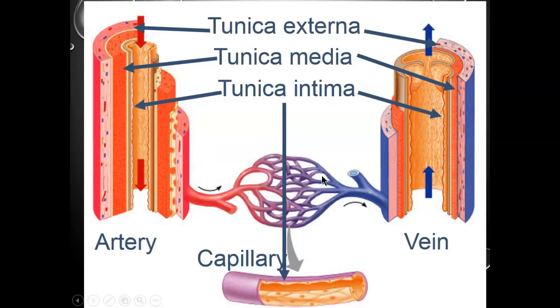So if we look at an image here showing the difference in these, here we have an artery, a capillary, and a vein. So you can see the tunica externa, remember external or outer layer, really doesn't look that different between the artery and the vein. The tunica media, however, is much thicker in your arteries as compared to your veins, the thinner layer of muscle tissue. And the tunica intima, same old, right?